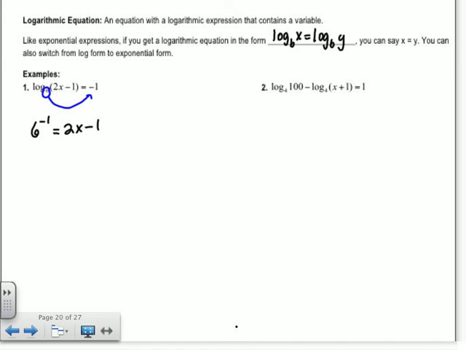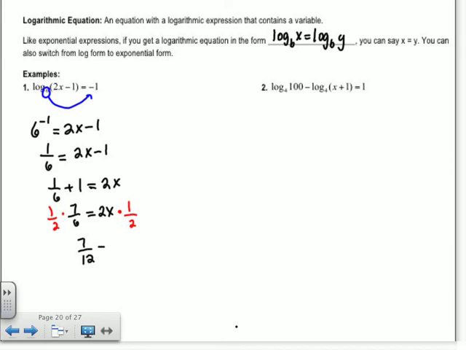All right, 6 to the negative 1 is 1/6 equals 2x minus 1. Okay, I'm going to add my 1 to the other side, so I'm going to have 1/6 plus 1 equals 2x. So 1 is 6 over 6. So 6 over 6 plus 1/6 is 7/6 equals 2x. Okay. I get rid of my 2 by dividing by 2. In other words, that's the same as multiplying by 1/2. So your answer is 7 over 12 equals x.